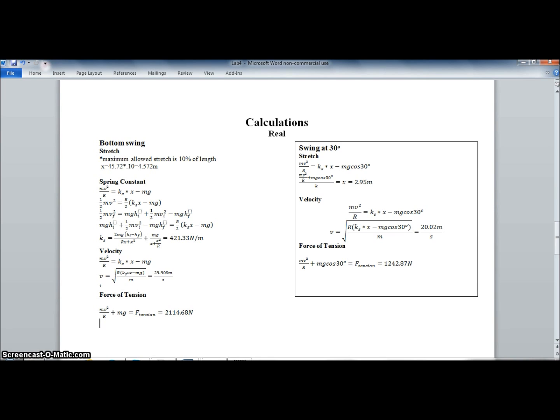Using the idea that the maximum stretch allowed is 10% of the rope's length, we set that equal to the stretch of the spring at the bottom. Therefore, we now have two equations that allow us to solve for the spring constant. Now we can solve for the speed at the bottom of the real system, including the spring constant, which shows only slight variance from our ideal system. Finally, solve for the real stretch at 30 degrees, the height of the free fall.